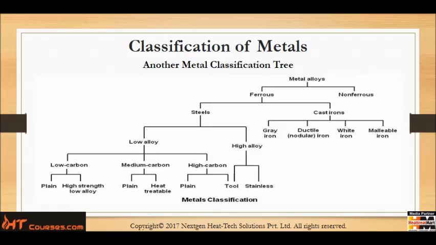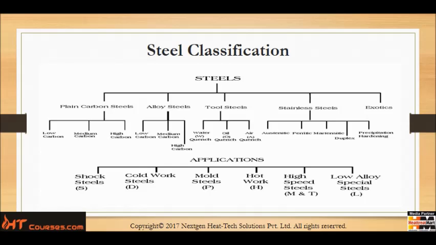Another classification tree. This once again shows you coming down on the left-hand side down to the ferrous materials and how they're classified. The tree is virtually self-explanatory, and you can see the manner in which everything is grouped. Now we're getting into steels.